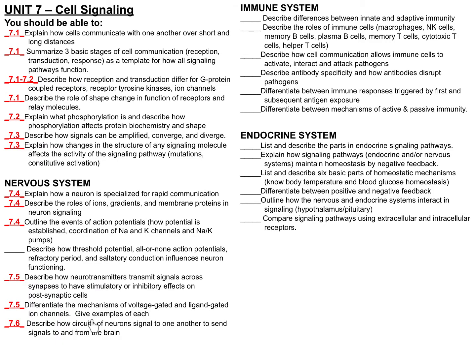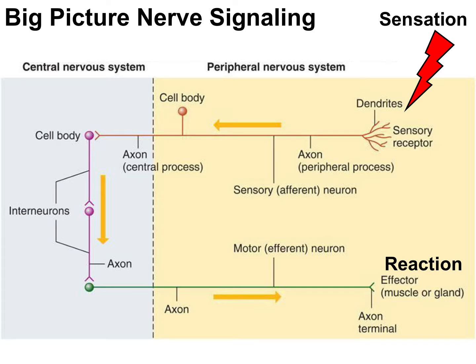We'll focus on this one objective: how neurons form circuits to take information to and from the brain. Now, what I'm talking about with a nerve circuit is the chain of neurons, like this chain of neurons right here, that allows you to feel a sensation or stimulus, send information about that stimulus to your brain, and have your brain process that information and send signals back to react to the stimulus.